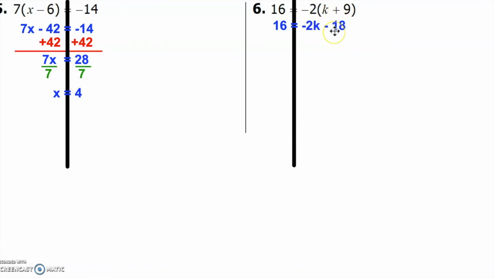negative 18. Now I have my two-step equation where I can add 18 to both sides and be left with negative 2k on the right and positive 34 on the left. Divide by negative 2, and k is negative 17. If I were to plug that negative 17 back into the equation, I would get the sides that are equal.